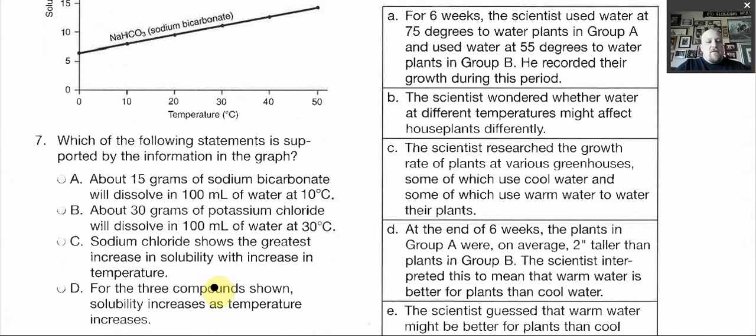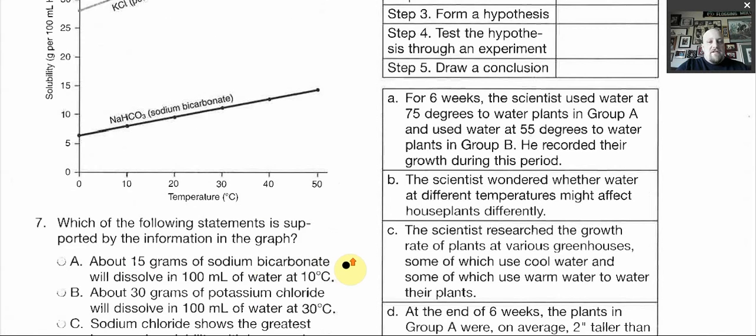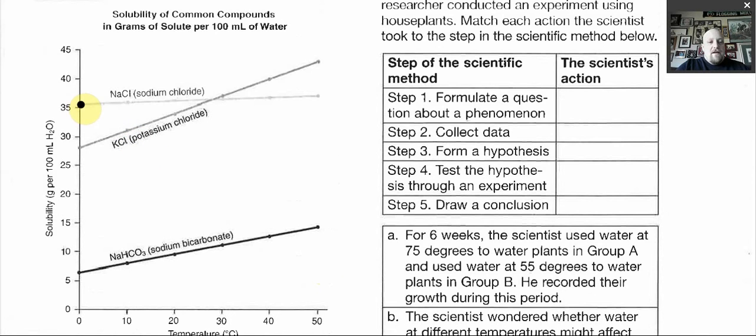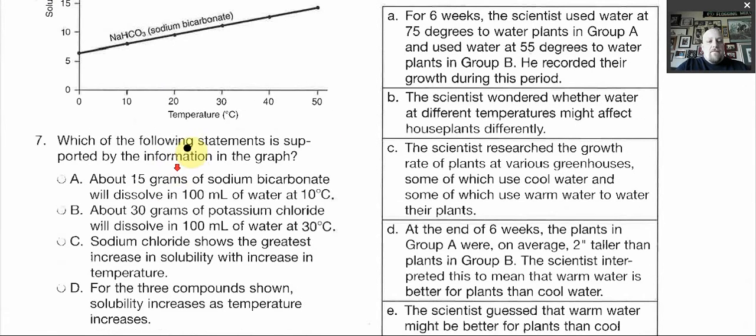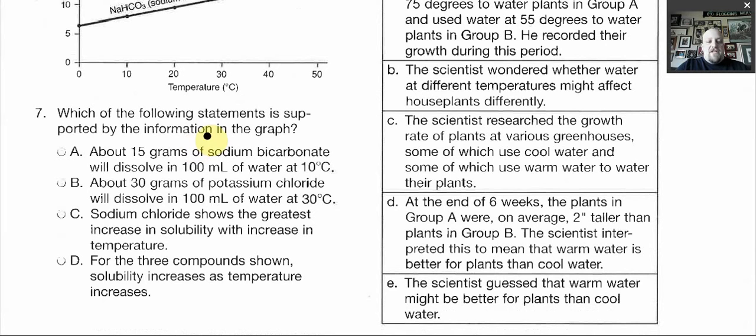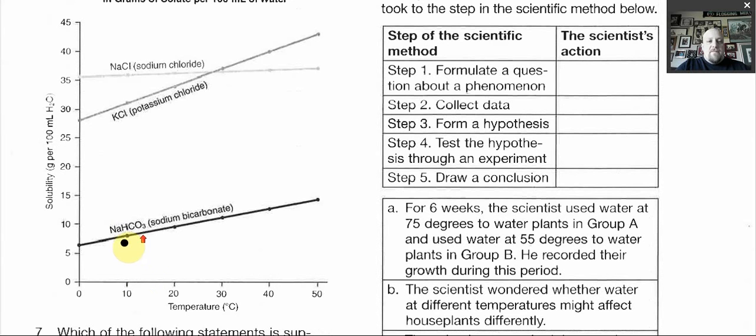So sodium chloride shows the greatest increase in solubility, then increase in temperature. So sodium chloride has basically no change. I mean, it's just flat almost all the way across. So it doesn't have the greatest change. Really, the greatest change is potassium chloride, it looks like. So process of elimination, it would be D. And that supports it because as the temperature rises, each one is more soluble.